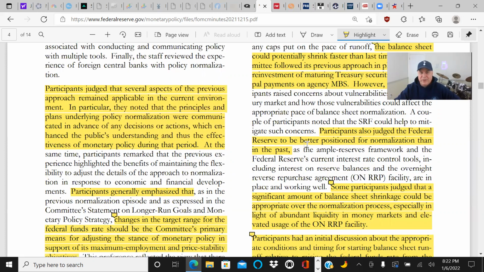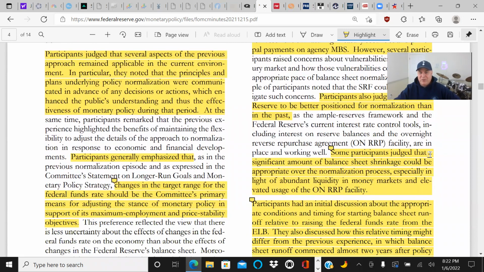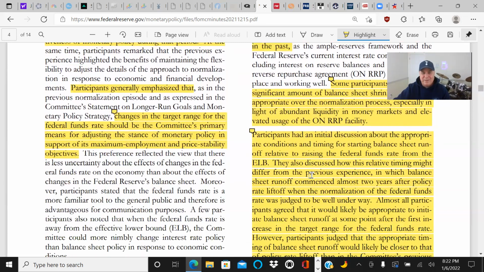Participants also judged the Federal Reserve to be better positioned for normalization than in the past. They're saying our economy is really strong. We should be able to pull this off, right? And then some participants judged that significant amounts of balance sheet shrinkage could be appropriate over the normalization process, especially in light of abundant liquidity in markets and elevated usage of the ON RRP facility, which is the reverse repurchase, or basically sending the securities back out there and lowering the balance sheet of the Fed, essentially the unwind.